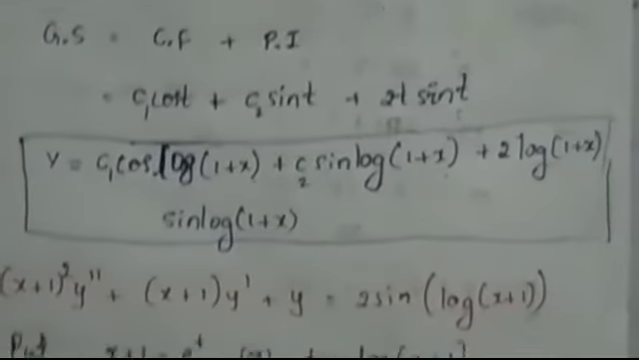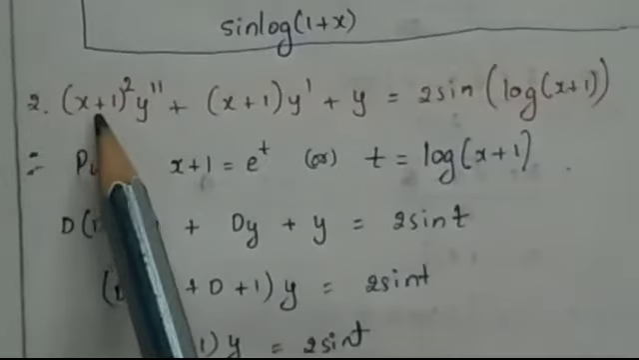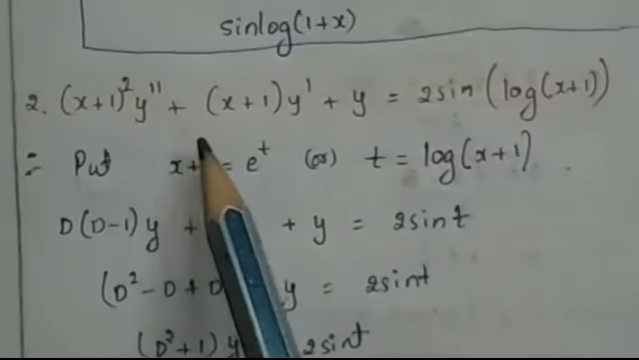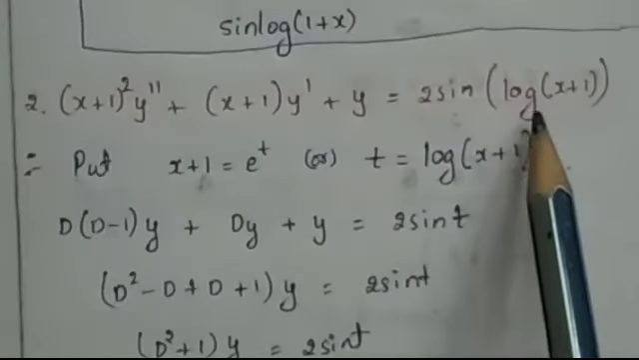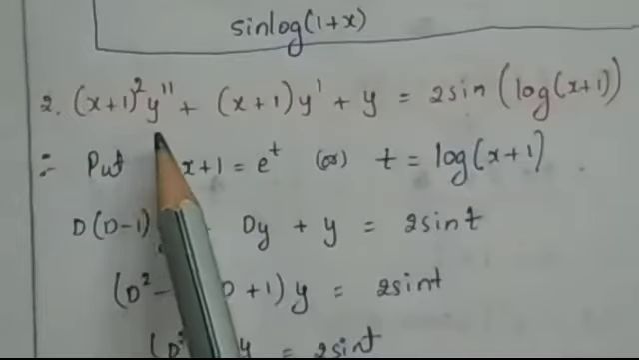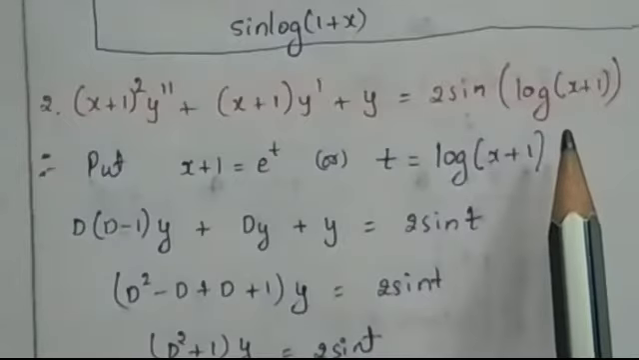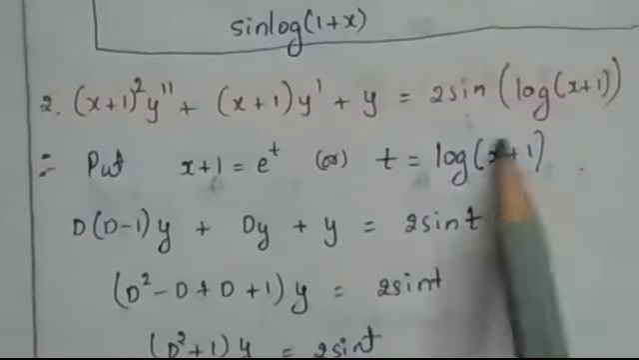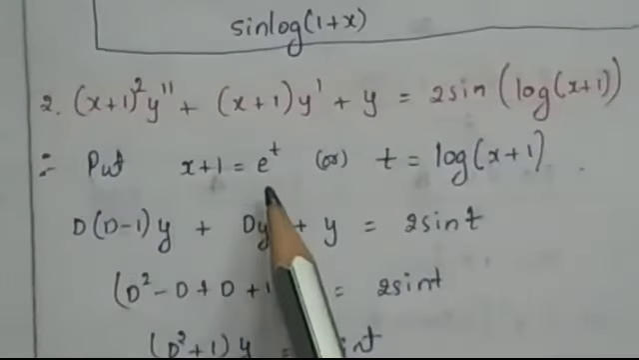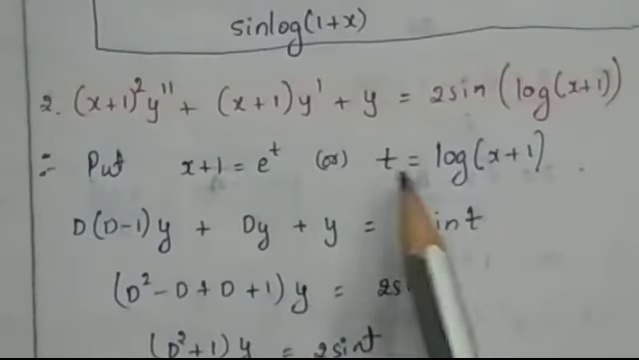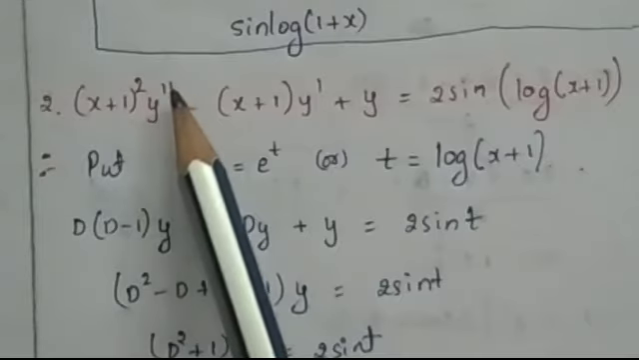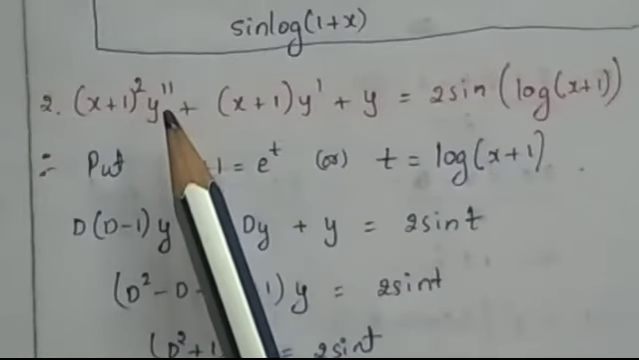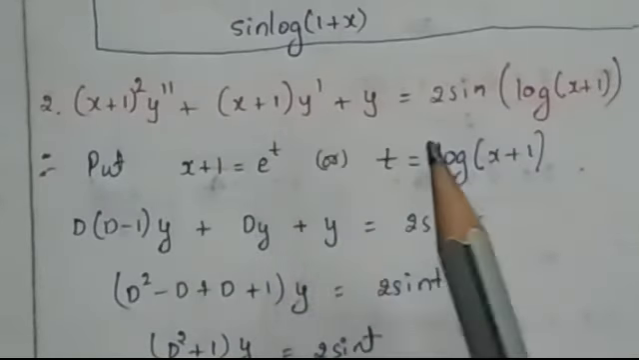Okay, let me move on to the second problem. Solve (x plus 1) whole square y double dash plus (x plus 1) y dash plus y equal to 2 sin of log of (x plus 1). It is the Legendre differential equation. Okay, put x plus 1 equal to e power t, or t equal to log of (x plus 1). Y double dash is nothing but d square y by dx square. Y dash is dy by dx.